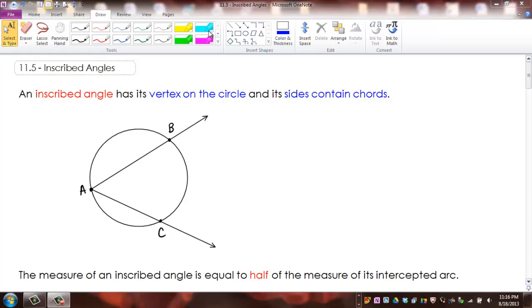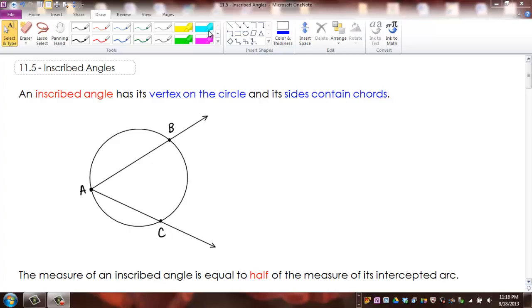This is the video for section 11.5, Inscribed Angles. Please follow along with your video worksheet. The first section has all of the terms, definitions, and diagrams that I will be using, and the second section has all of the example problems that I will be showing you. Please fill in the worksheet as you watch the video.